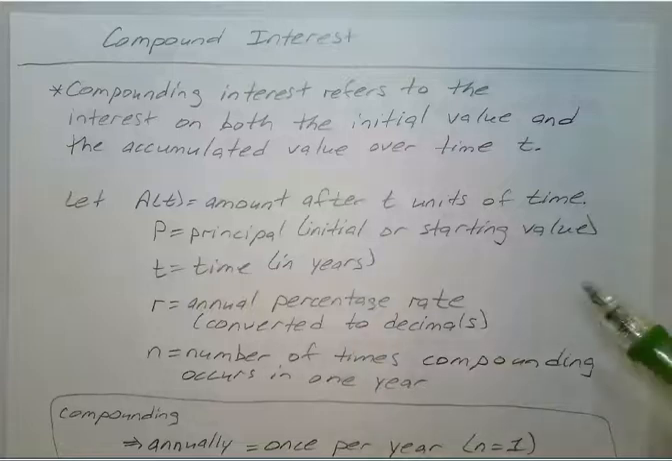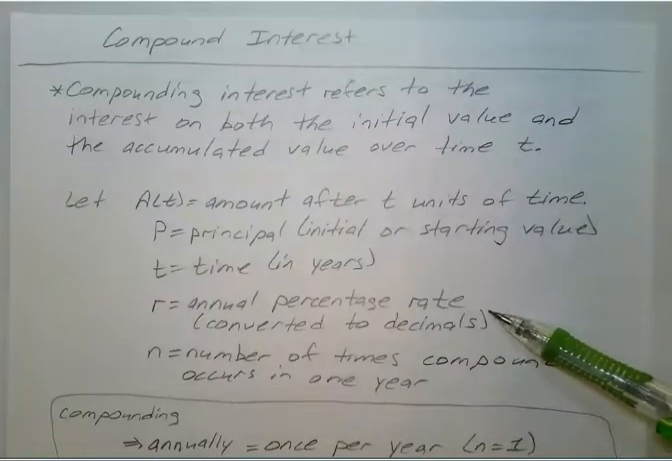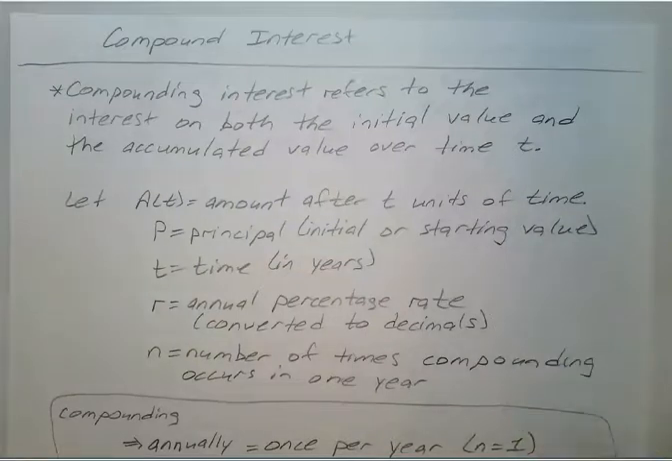Our R is the annual percentage rate. And remember, whenever you have your R value, you're going to convert it to decimals. And N is equal to the number of times that the value of the loan, or interest rate, is compounded every year. Okay, so to give you an example of what that N could look like, I'm going to go ahead and scroll up. So if you're still writing, feel free to pause and finish all that up.